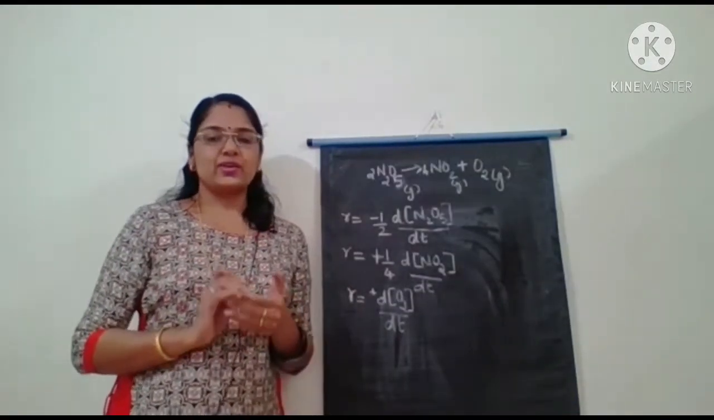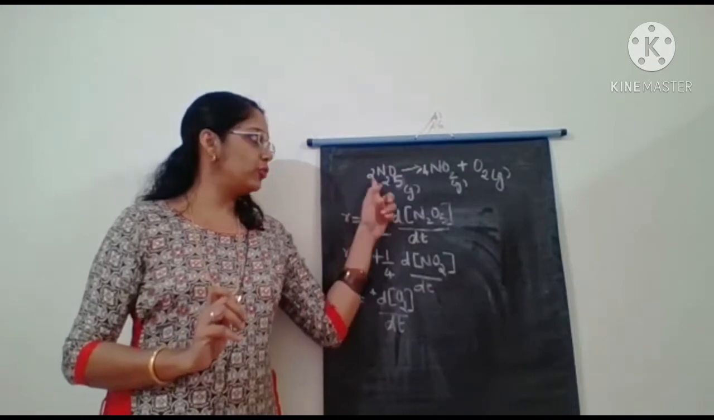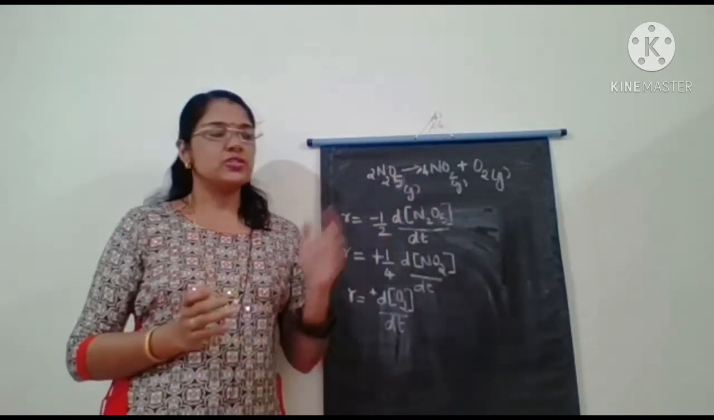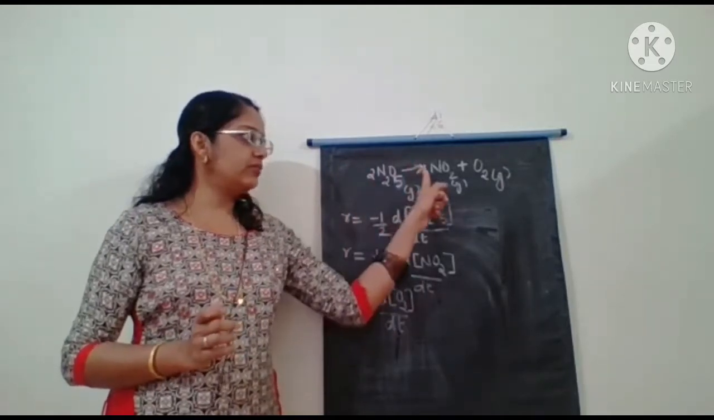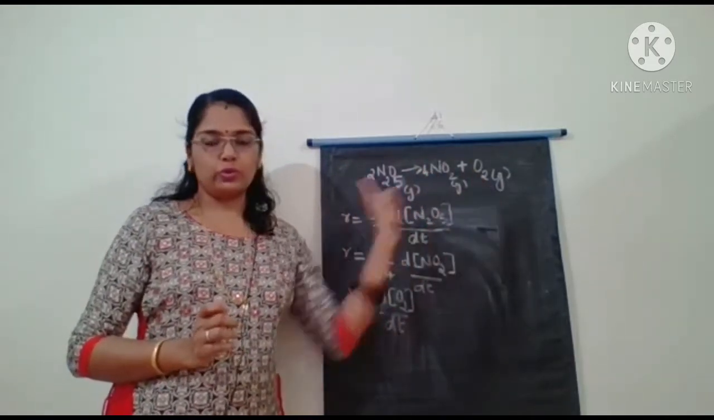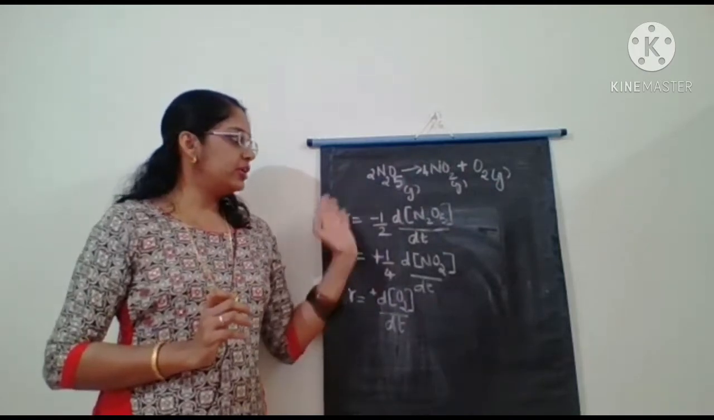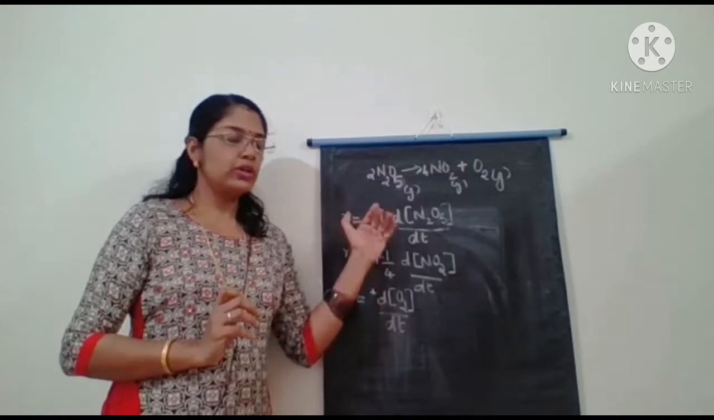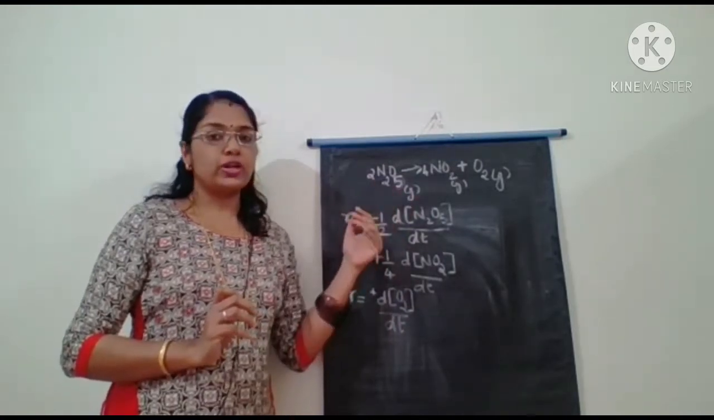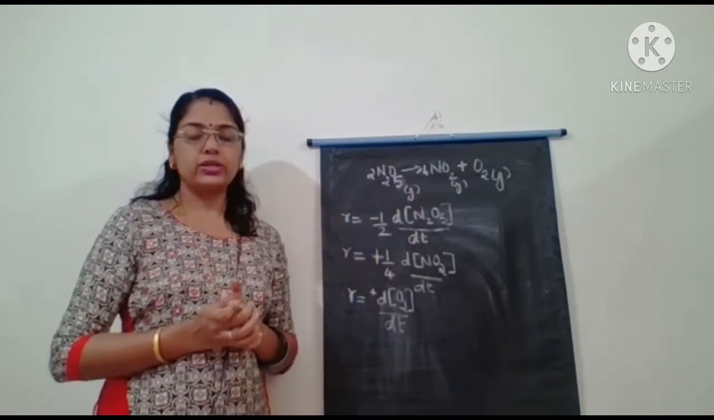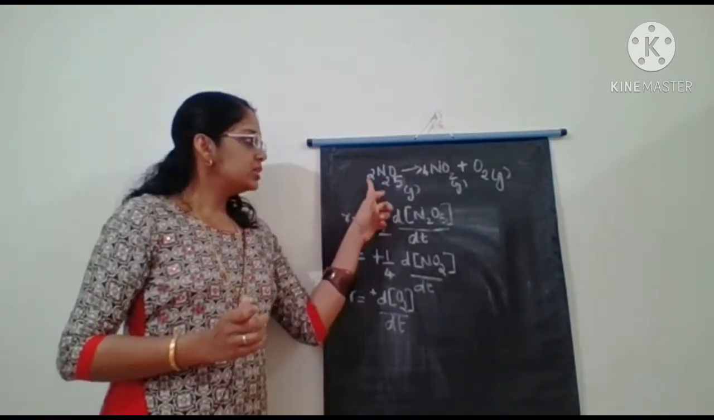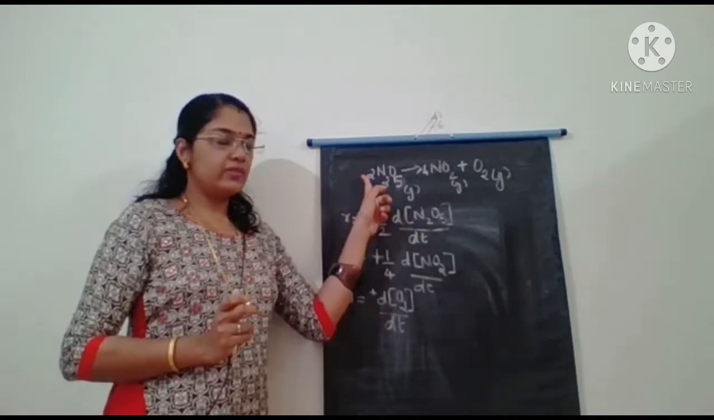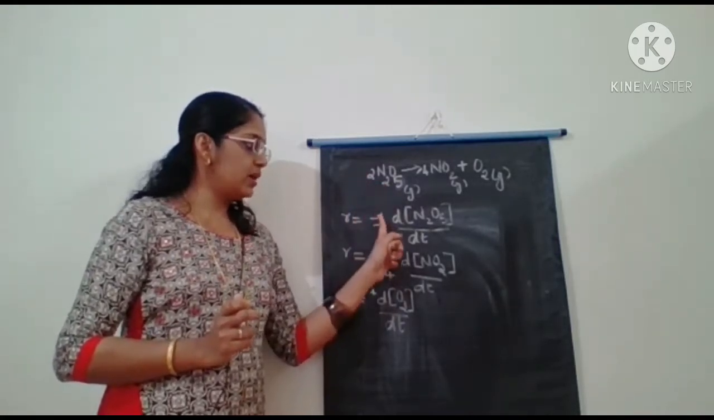Next, we can discuss a question: express the rate of the following reaction in terms of concentration of reactant and product. The reaction is 2N2O5 gives 4NO2 plus O2. So rate we have already discussed: it is the change in concentration of the reactant per unit time, or it can be expressed in terms of product, meaning change in concentration of product per unit time. In terms of reactant, we have to put a negative sign, and here we have a coefficient, that is here it is minus 1 by 2.